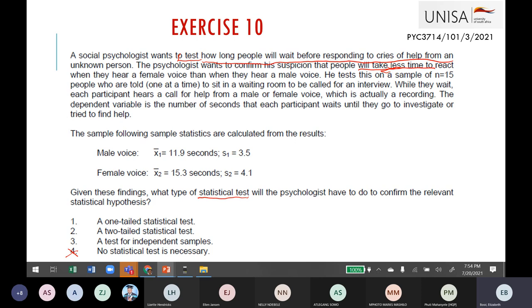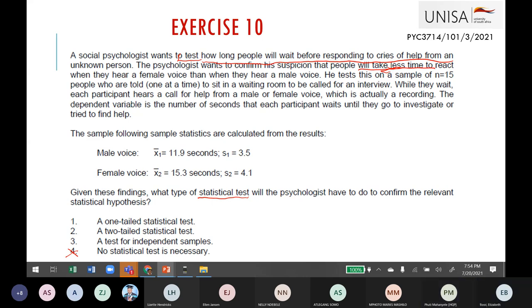Remember, there are two sides to the coin. There is the truth and there is the opposite of that. So the researcher's opinion, that is his claim. His claim is that they take less time. That is his opinion of the research. We need to prove that. We need to prove whether the researcher's statement is right or wrong. That's what we need to do.